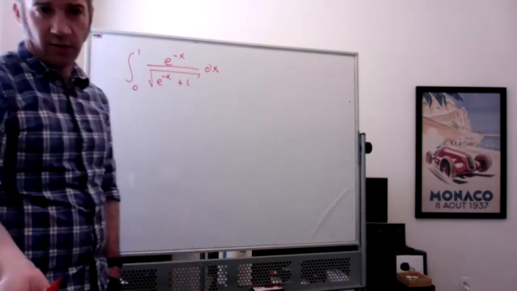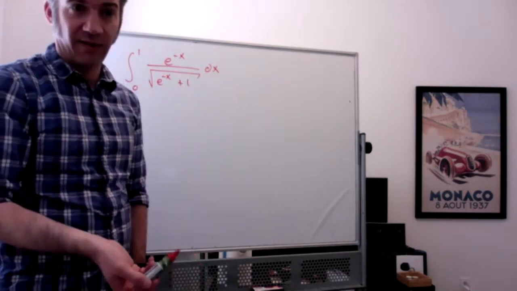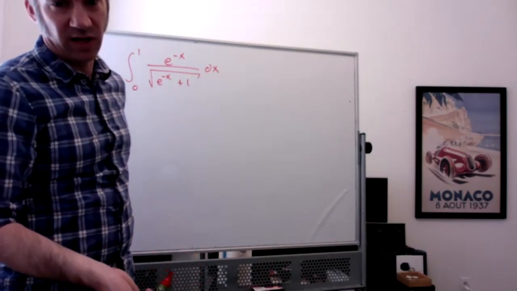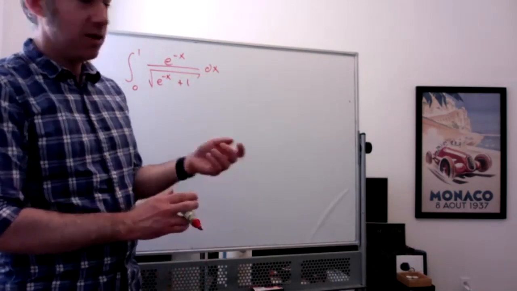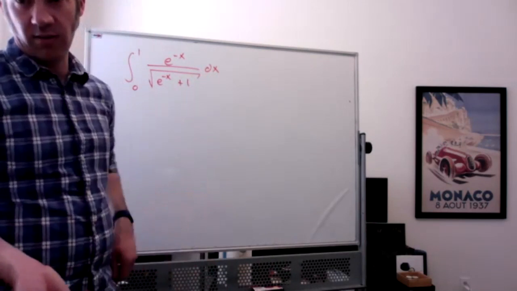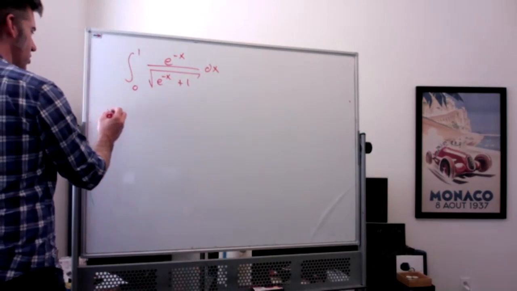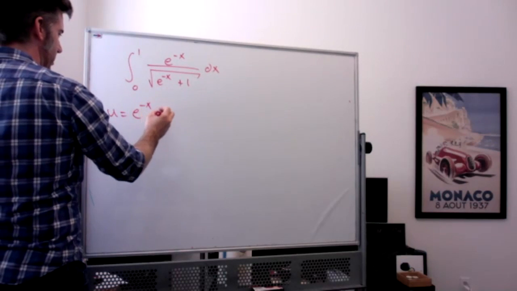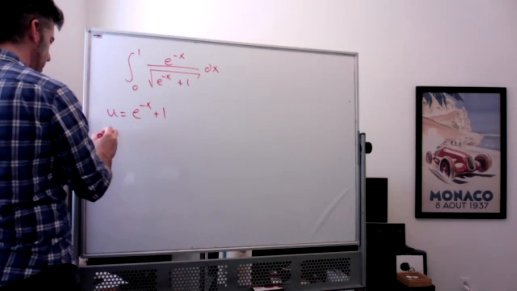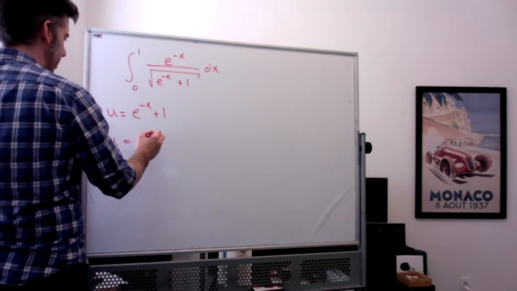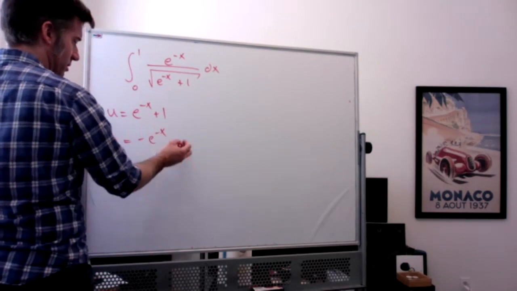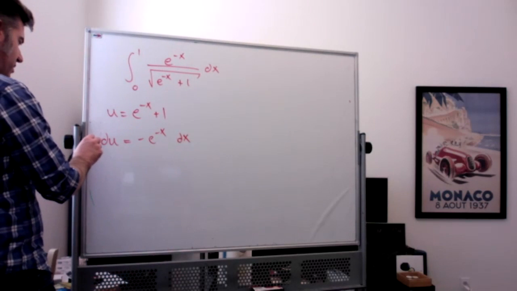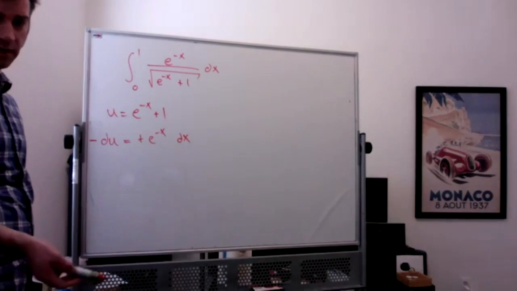Just for clarity's sake, I would not classify this as a mixture problem. The only type of function I have is exponential functions, so I'm probably going to try a U-sub. I'm going to let u equal the stuff inside the square root, so u is e to the negative x plus 1, and my du is negative e to the negative x times dx. Great, that means negative du is positive e to the negative x dx.